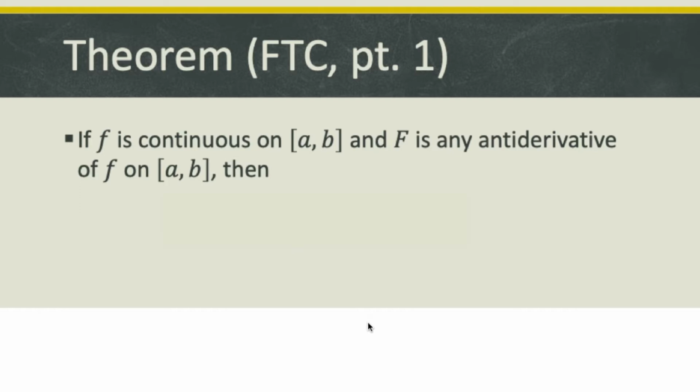But anyway, the fundamental theorem of calculus basically states this. So go ahead and write that down. If f is continuous on the interval from a to b, and capital F, remember that is our notation for an antiderivative, is any antiderivative of f on the interval from a to b, then basically what we do is we take the integral of that function, and then once we have that, we will plug in our values for a and b.